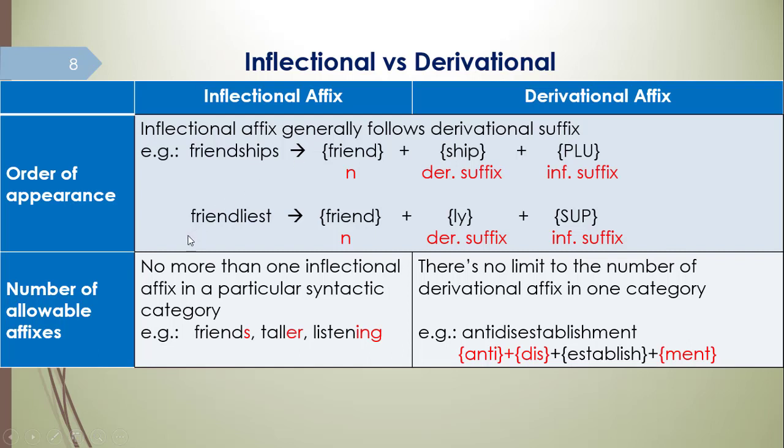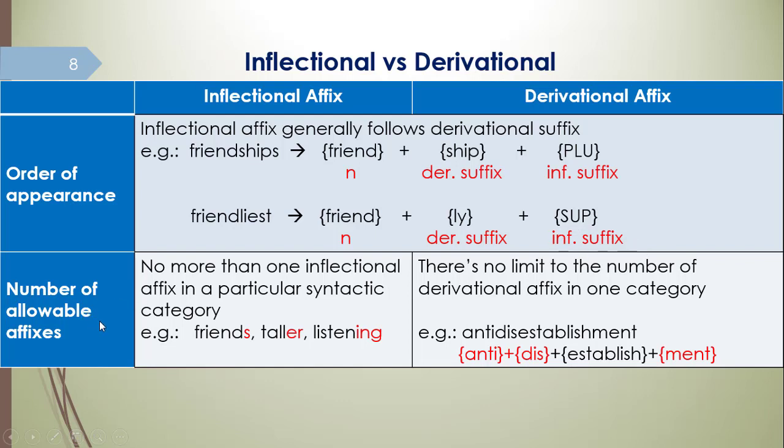And this is another example, friendliest. It comes from friend, -ly, and the superlative affix. Friend is a noun, -ly is a derivational suffix, and -est, the superlative here, is an inflectional suffix. Jangan sampai kebalik ya. Harus derivational first and then inflectional.